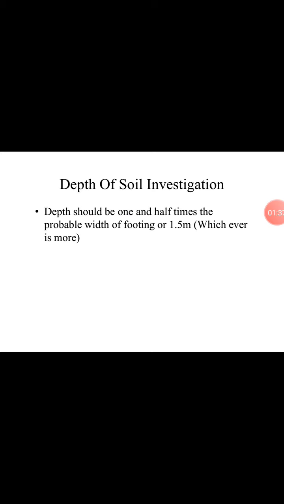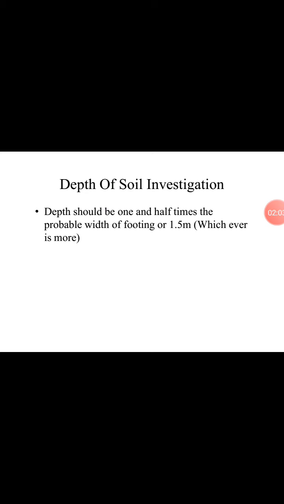Now, depth of the soil investigation. At which depth do we excavate to get the soil sample? So here the depth of the soil sample investigation is given. The depth should be 1.5 times the probable width of the footing or 1.5 meter, whichever is more. So we take the value from both of them.